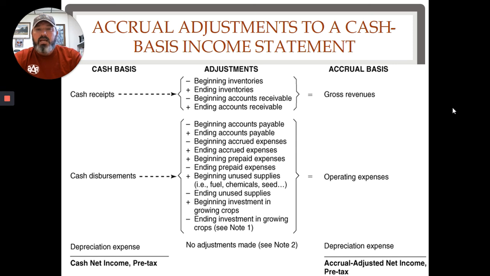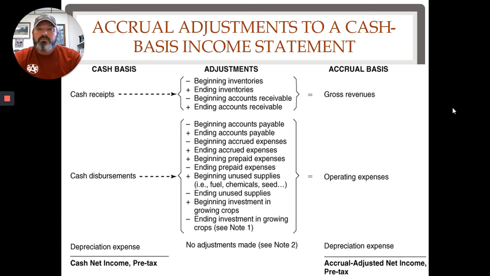Again, here is kind of a comparison grid, a crosswalk, so to speak. Cash basis on the left, accrual basis on the right. So you'd have cash receipts up at the top left and cash disbursements on the bottom left. Subtract out your depreciation expense and that gives you cash net income pre-tax.